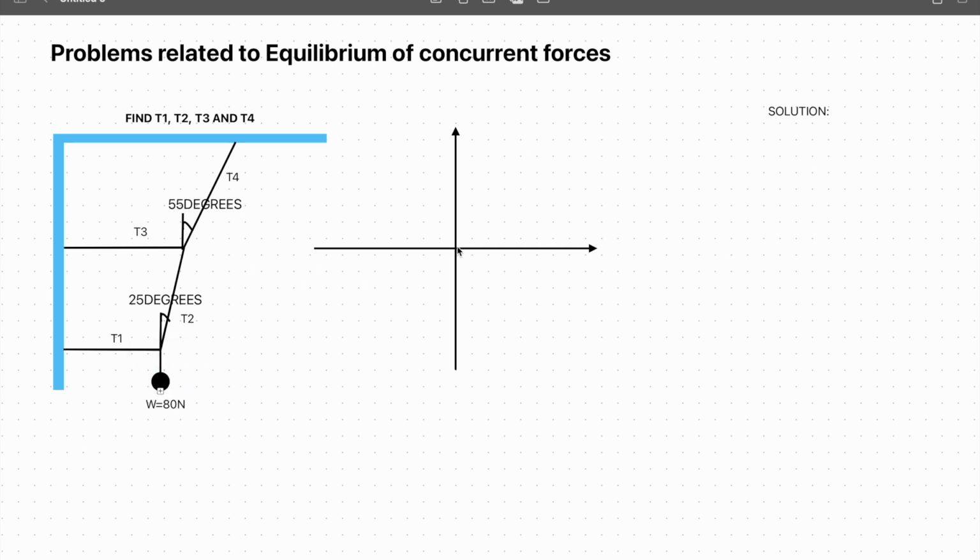So the weight is working downwards due to the gravitational force, and the tensions are divided not equally because of the angles. Along the y-axis, the angle along T2 is 25 degrees, and for this it is clearly a 90-degree angle along the y-axis, right? If we try to solve it, we can derive two equations from here actually.